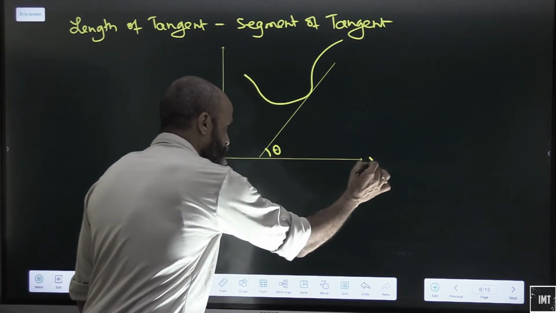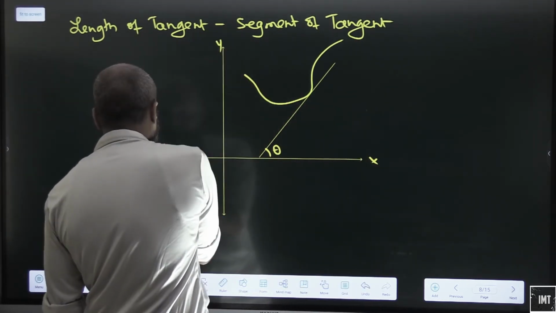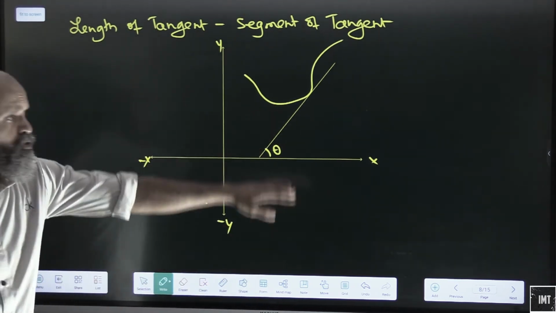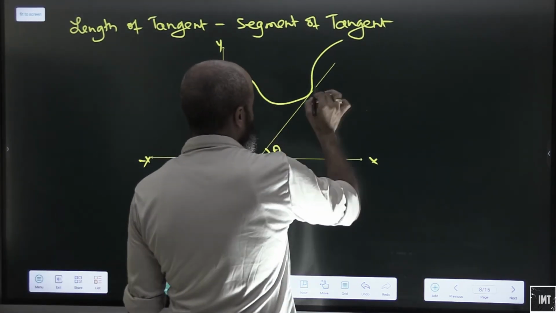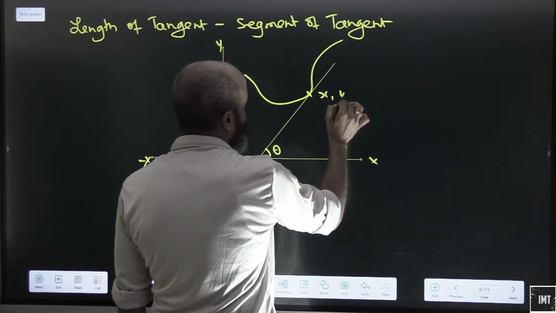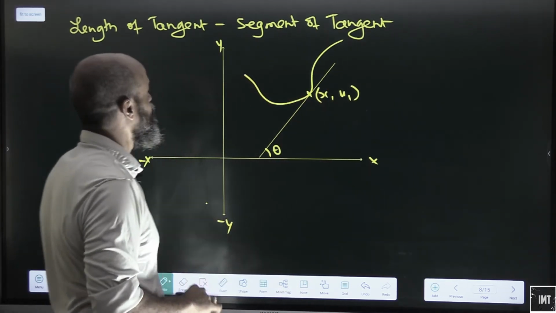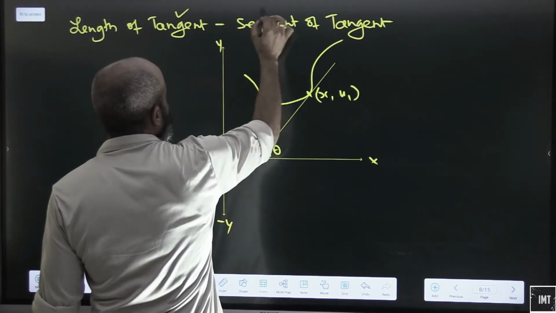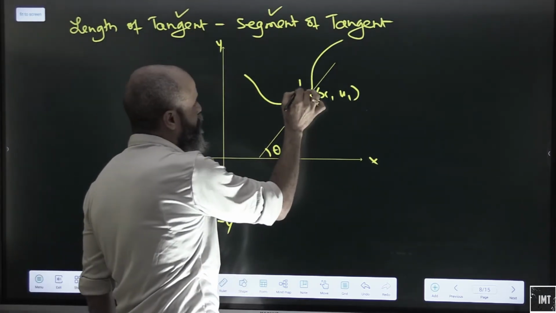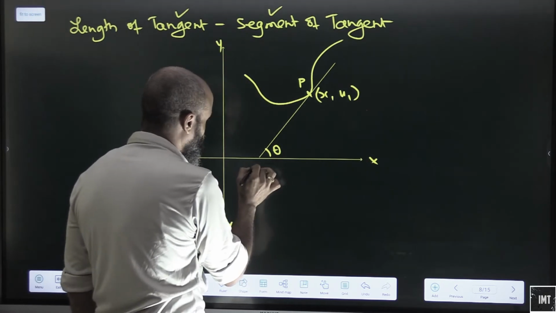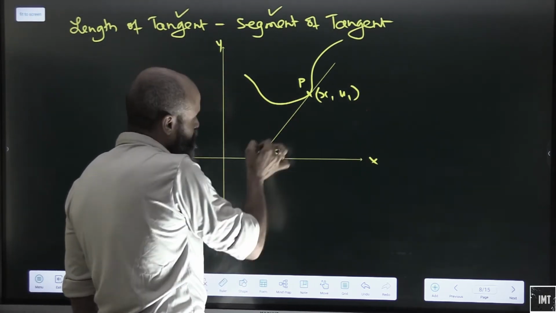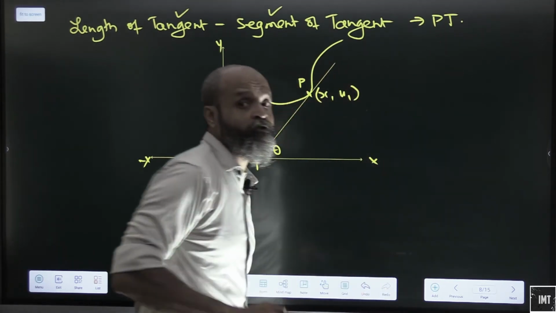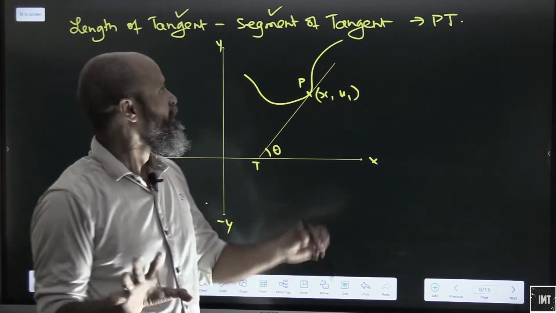So this is the positive x-axis, this is y, this is minus x, this is minus y. So this is basically at a point x1, y1. Let's say it is a tangent. Now when we are talking about length of tangent or segment of tangent, let's say this is the point P, and this is the point T. This is what we need to calculate, the length of PT. So don't confuse it with the tangent itself.